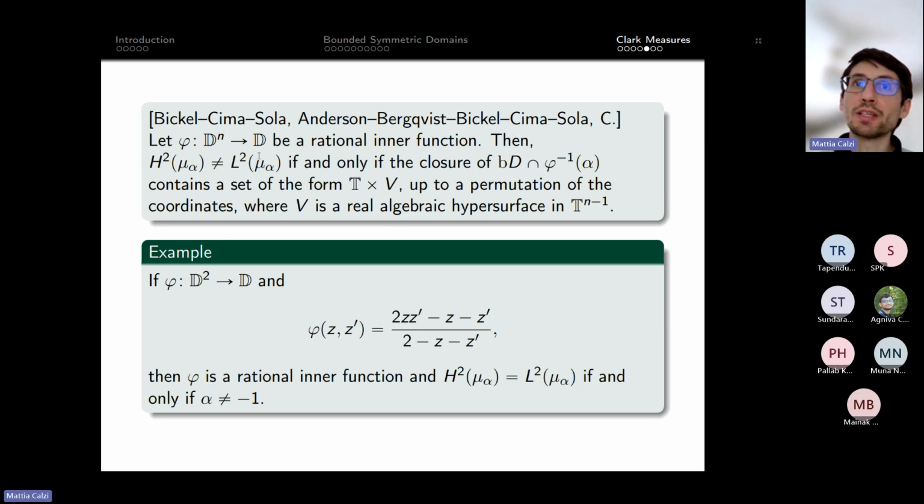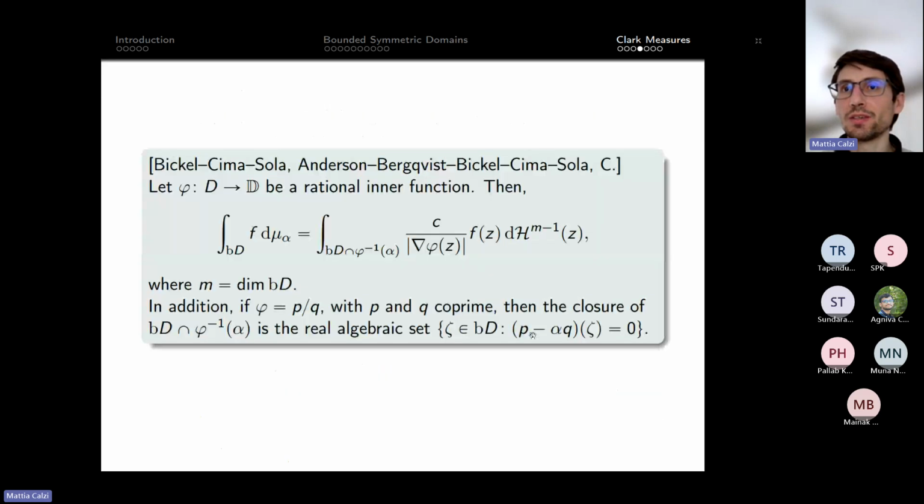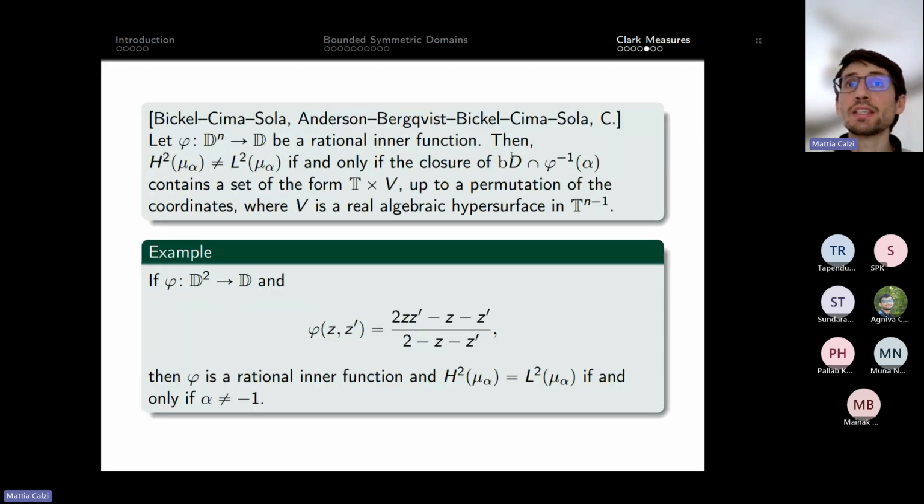then holomorphic polynomials are dense in L2 of mu alpha if and only if the closure of this set, which is this algebraic set here, does not contain any algebraic hypersurface, which in some sense does not depend on some variable. So it is defined by a polynomial which does not depend on some variable, which means that it is, up to permutation, a torus times a hypersurface in the (n-1)-torus.